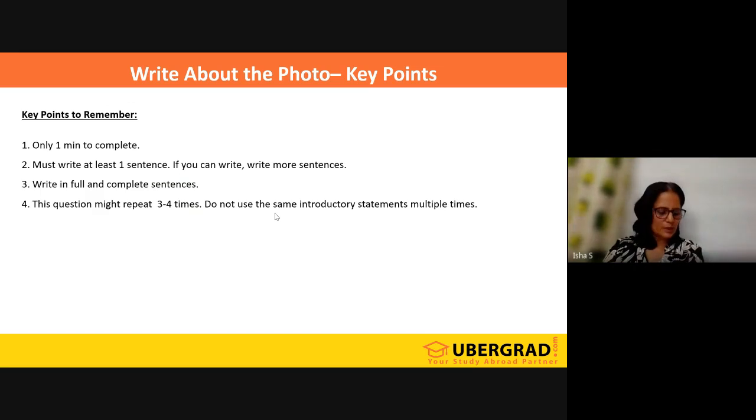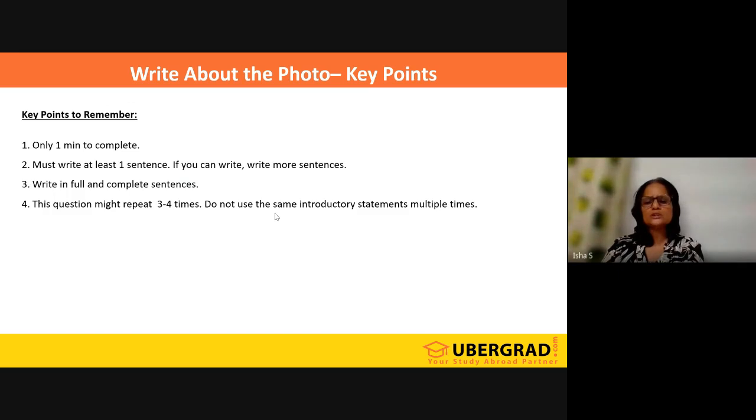Now, what are the key points you need to remember here? You need only 1 minute to complete this. You have to write one sentence; if you can write more sentences, it is better. You have to write full and complete sentences, so there are no short forms, no broken syntax or broken sentences. Make sure that whatever sentences you write are meaningful statements. This type of question appears 3 to 4 times in your test.